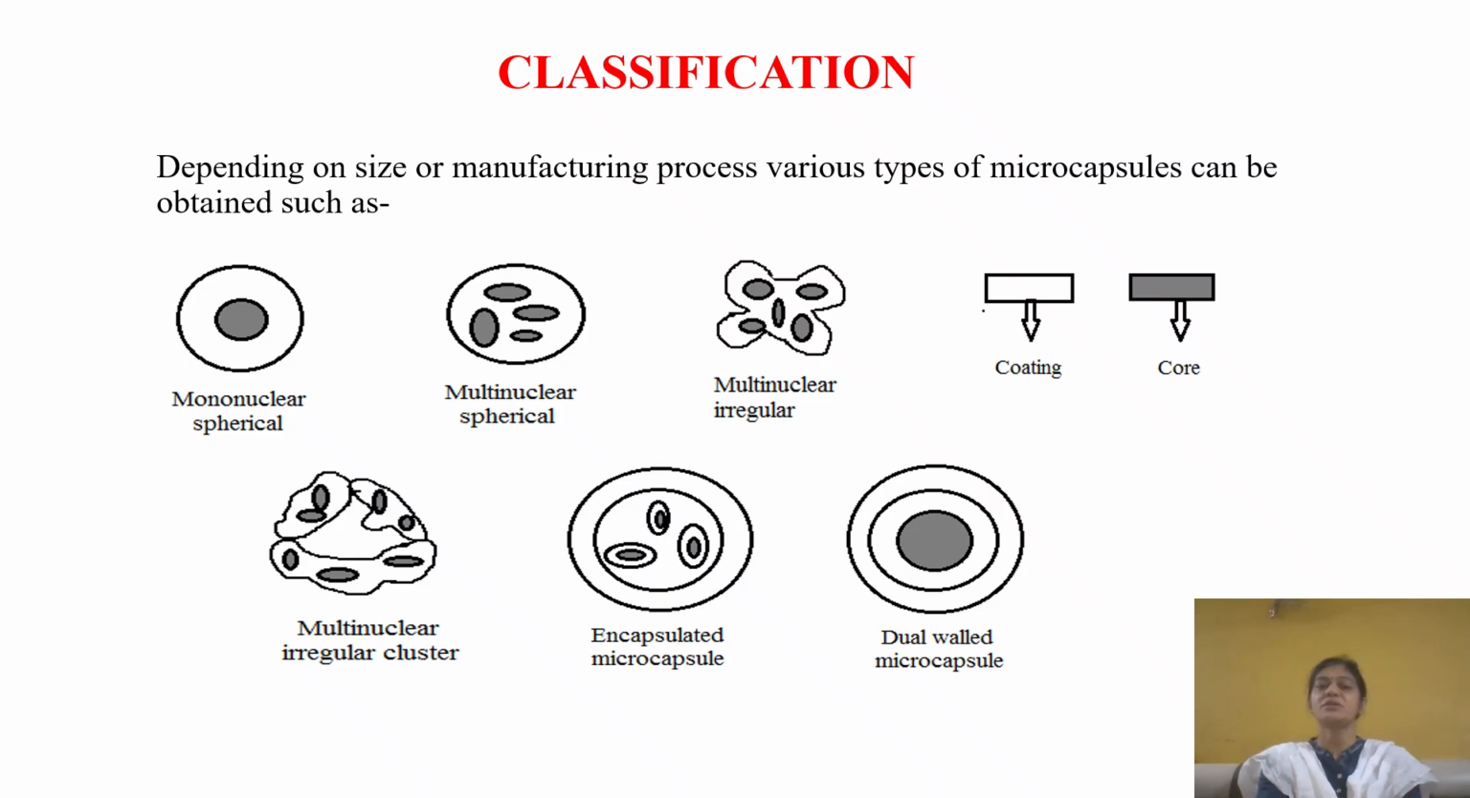Cluster formation is there. Next, encapsulated microcapsule. Initially, the microcapsule is encapsulated. Again, that same microcapsule is encapsulated one more time, that is, another coating is there, and that is called an encapsulated microcapsule. Next is the dual wall microcapsule. So these are about the classification.